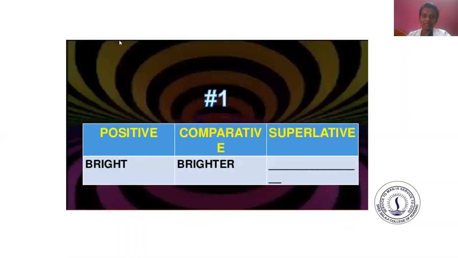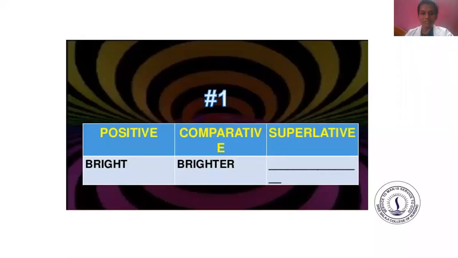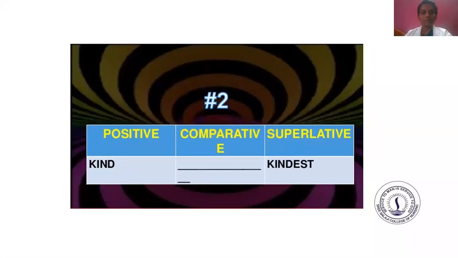Now we'll see some exercises. You are going to answer. You are going to say the missing form. Positive is bright. Comparative is brighter. And what is the superlative form? It is brightest. Second one. Positive is kind. Comparative, the general rule is to add -er to the adjective, so it becomes kinder. And the superlative is adding -est, so it is kindest.